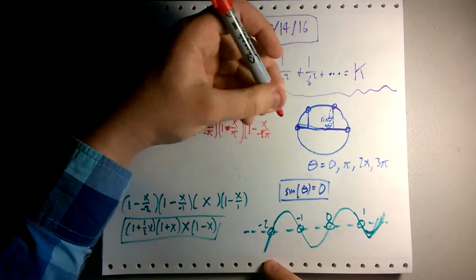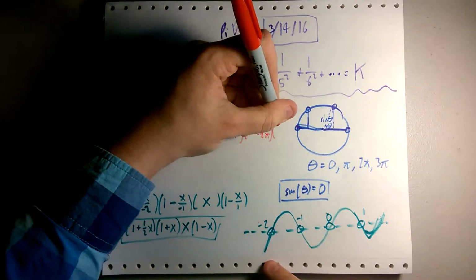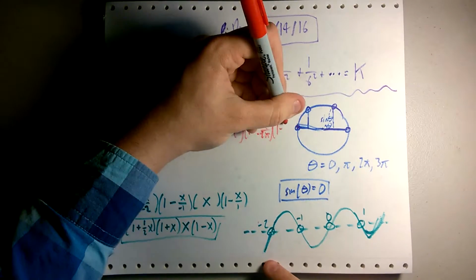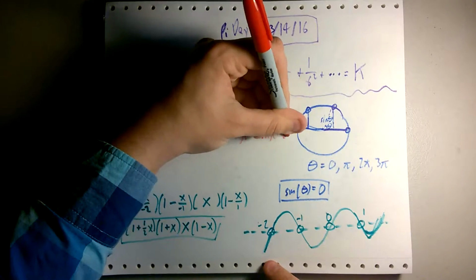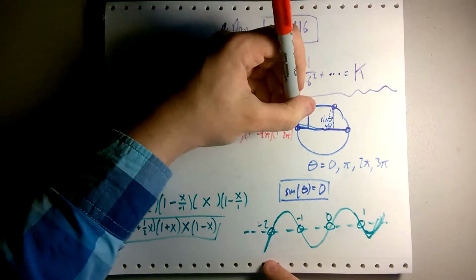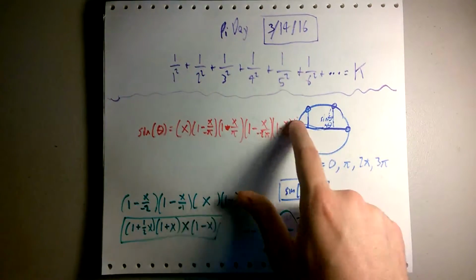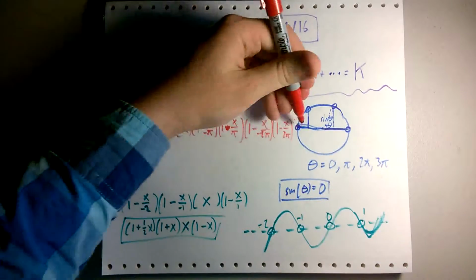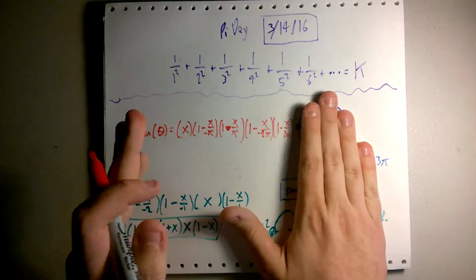X over negative 2 pi. And then to the positive direction, 1 minus x over positive 2 pi. And so forth. This should equal sine. I put that dot dot dot. That's very important. This alone is not sine, it just estimates it.